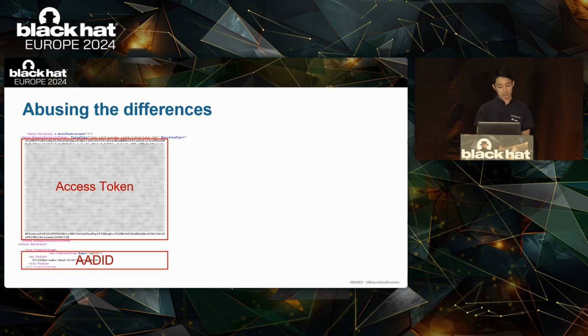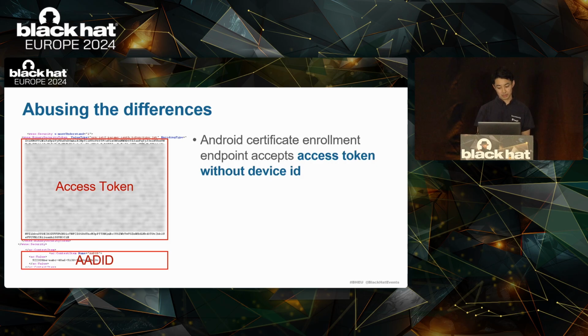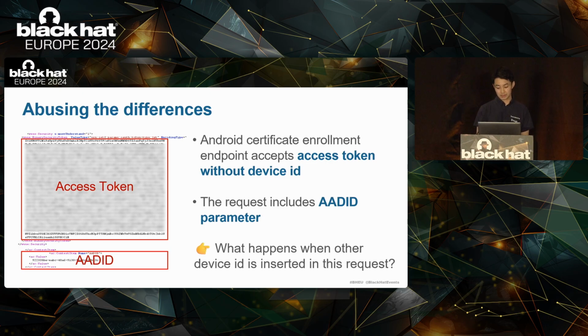And looking into Android's request, I noticed that it doesn't need an access token without a device ID. It doesn't need an access token containing a device ID. Also, the device ID can be specified in the AAD ID parameter. So what I thought was, what happens when another device ID is specified in the enrollment request?